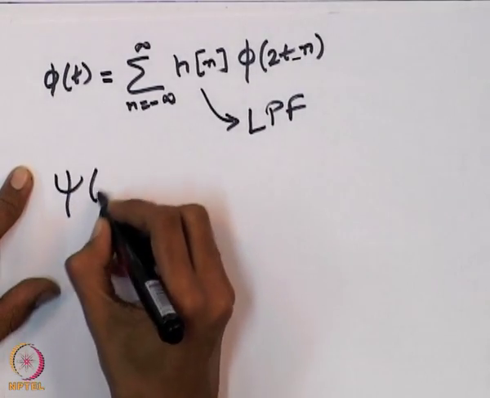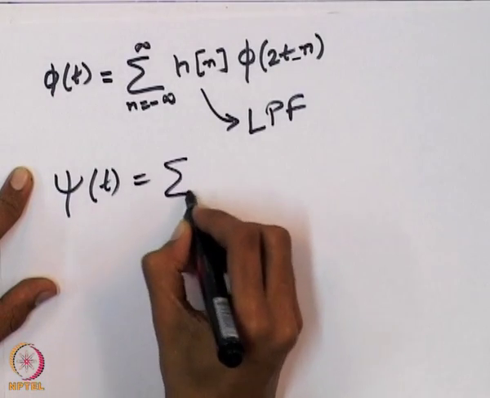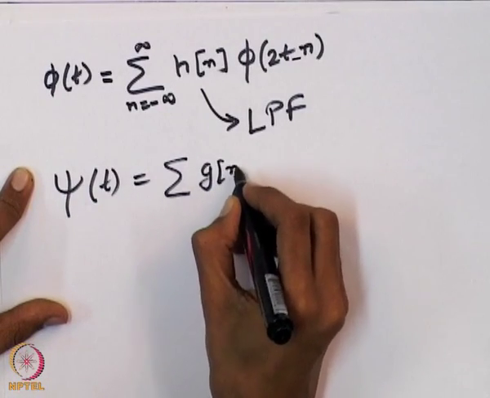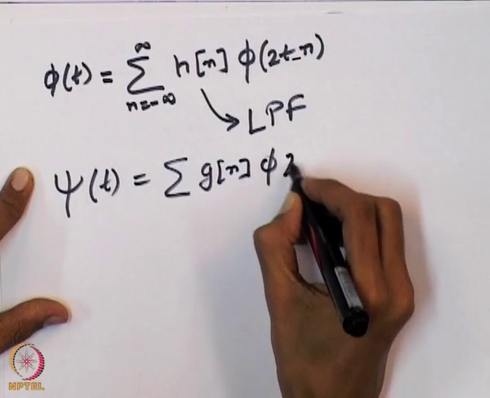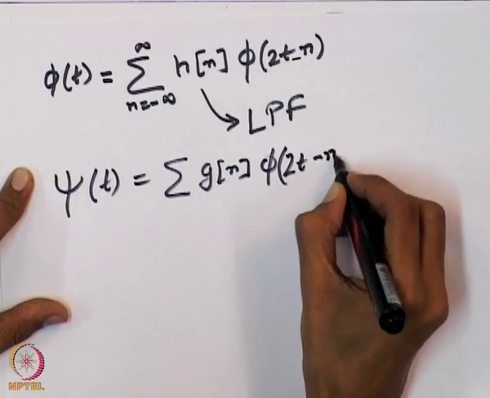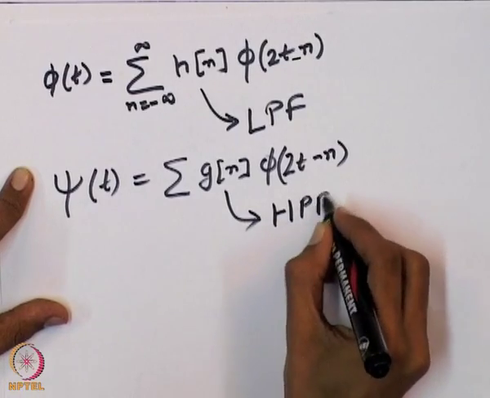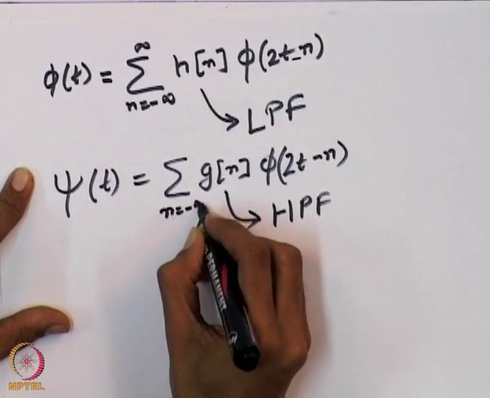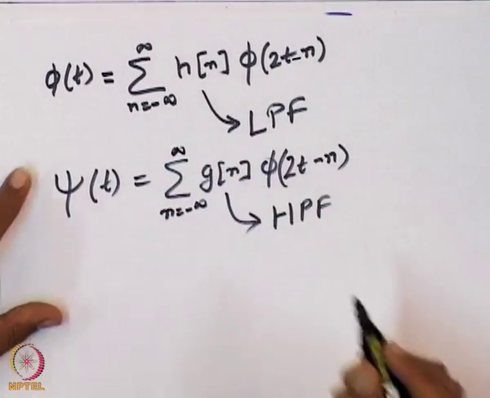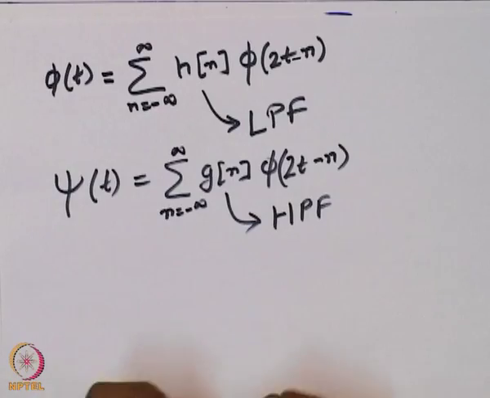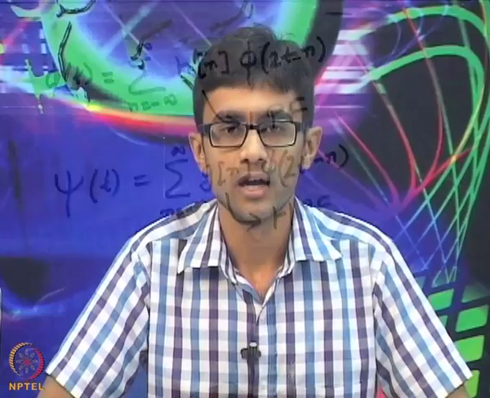Similarly, the wavelet function is given by summation g of n phi of 2t minus n, where g of n denotes the high pass filter response. n goes from minus infinity to infinity. So, today in this demo session we will see how we generate the scaling and wavelet function using these expressions.